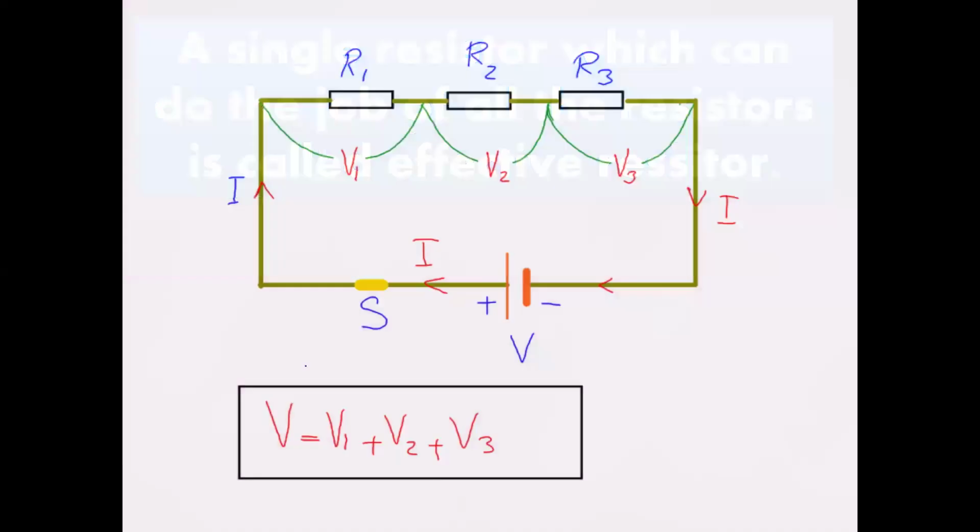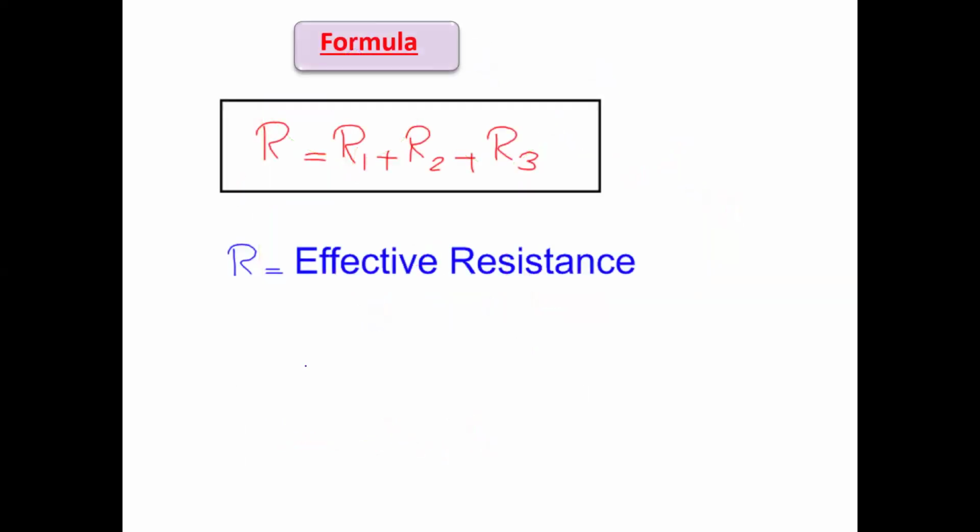Now we have discussed this. In a series circuit, you can connect a number of resistors. Now this is the formula for the combined resistance in a series circuit. In a series circuit, the combined resistance is R equal to R1 plus R2 plus R3. This is the formula used to find the combined resistance.